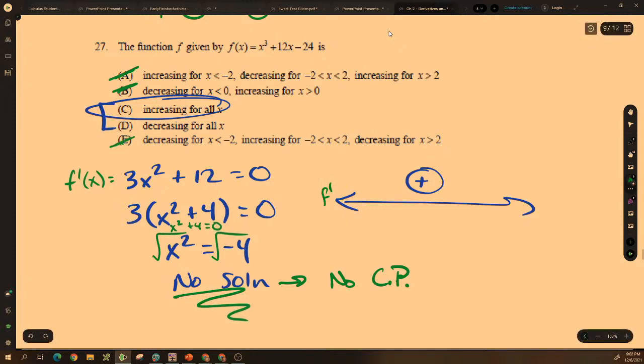Because there's no critical point, I just pick any number in the world and plug it into f prime. I chose 0 because 0 is easy. So when I choose 0, we plug it in here. 0 squared plus 12 is positive. And so my answer is that we're always increasing. So choice C.